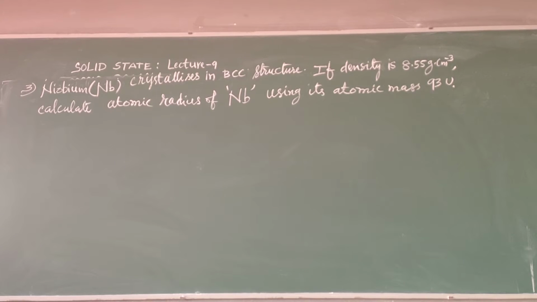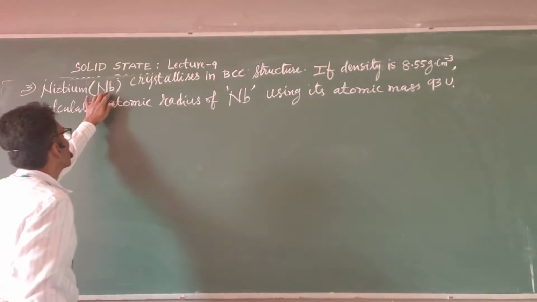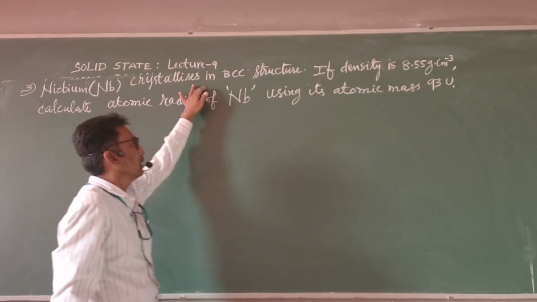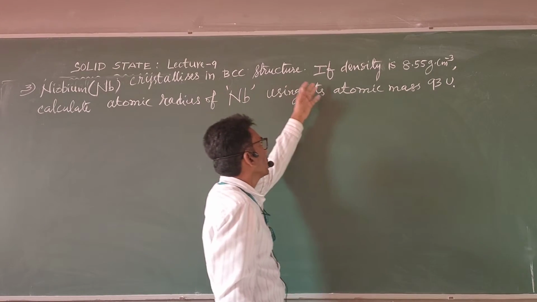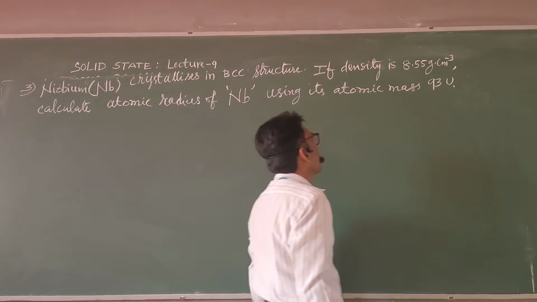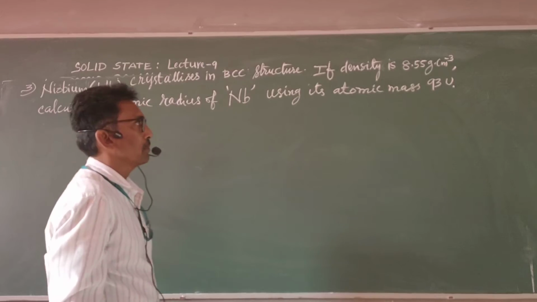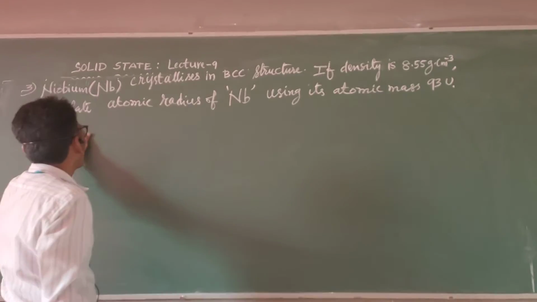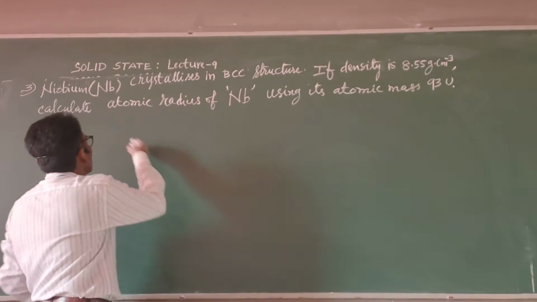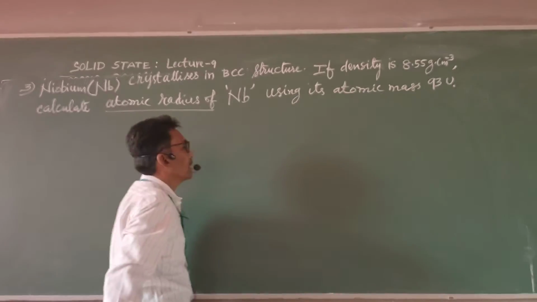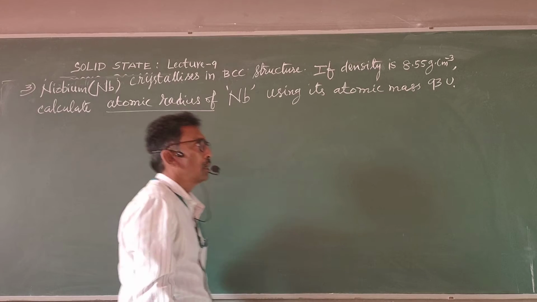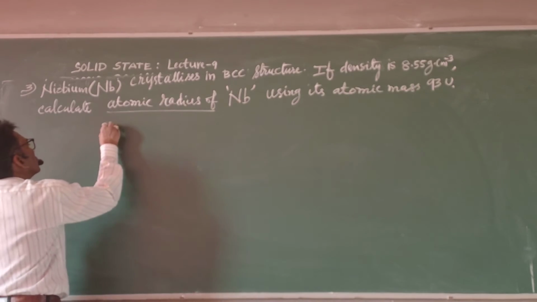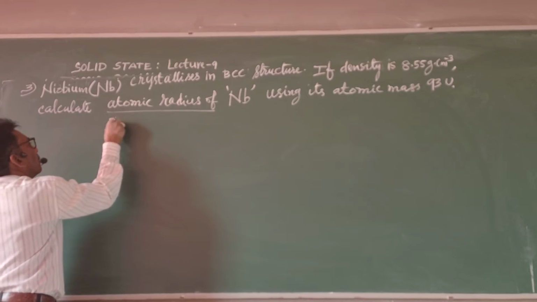Look into this problem, dear students. Niobium, Nb is a symbol, crystallizes in body-centered cubic unit cell structure. If the density is 8.55 gram per centimeter cube, calculate atomic radius of niobium using its atomic mass 93 u. Yes, atomic mass.